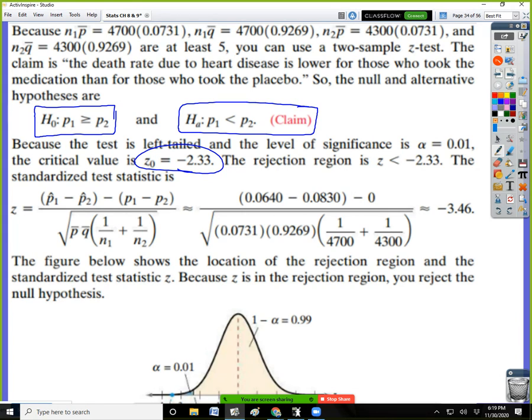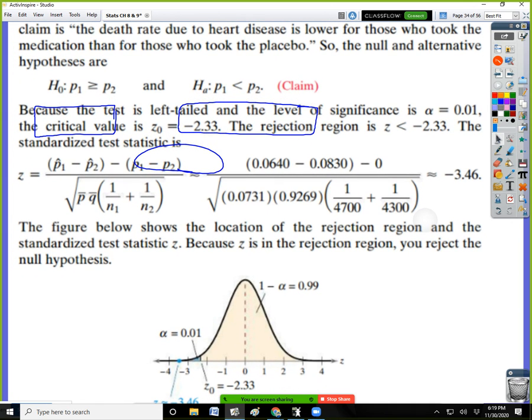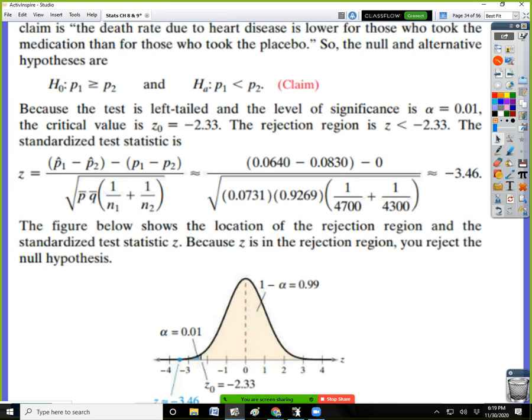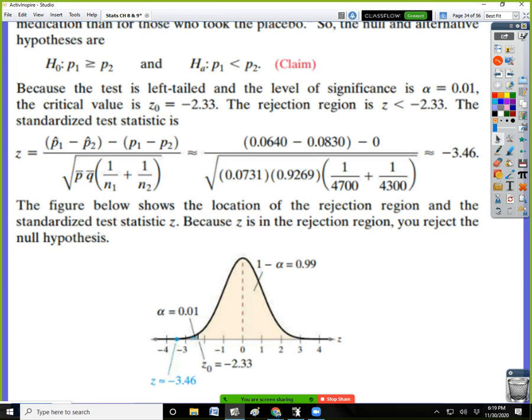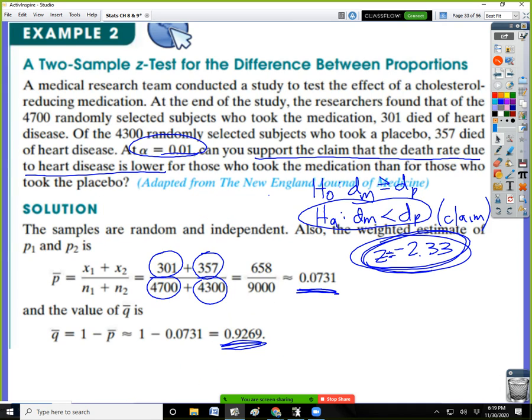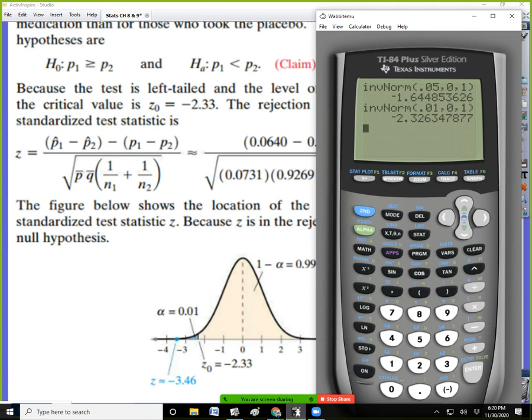Okay, all right. Let me move this up just a little because I want you to be able to see this thing at the bottom. So let me clear these out. We can see all these things, right? Okay, so we got our minus 2.33. Now, we take our numbers from the other page, right? So 301 over 4,700, that's our 0.6064, right?